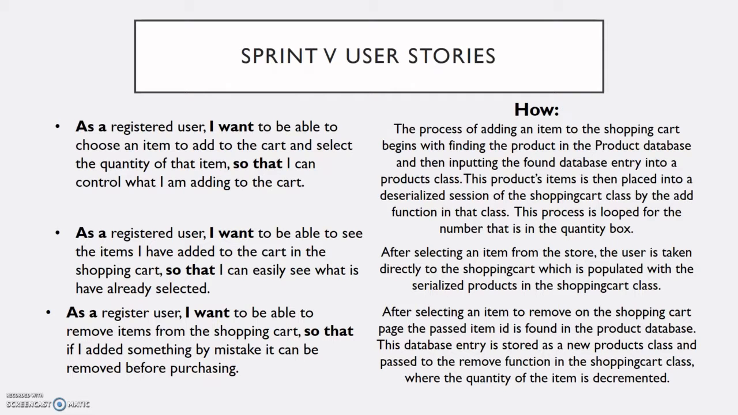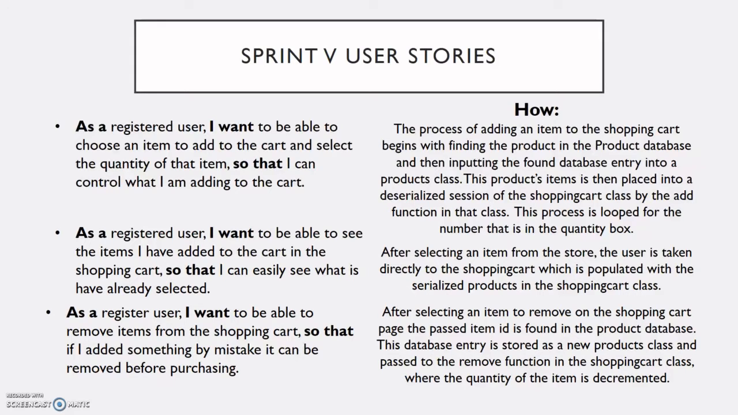Sprint 5 User Stories. As a registered user, I want to be able to choose an item to add to the cart and select the quantity of that item so that I can control what I'm adding to the cart. How? The process of adding an item to the shopping cart begins with the finding of the product in the product database, and then inputting the found database entry into the products class. The product's items are then placed into a deserialized session of the shopping cart class by the add function in that class. This process is looped for the number that is in the quantity box.